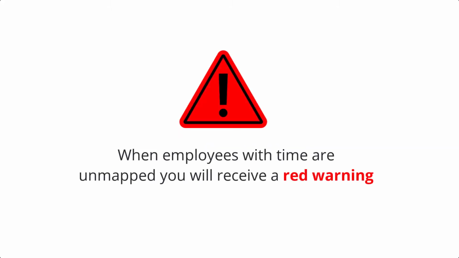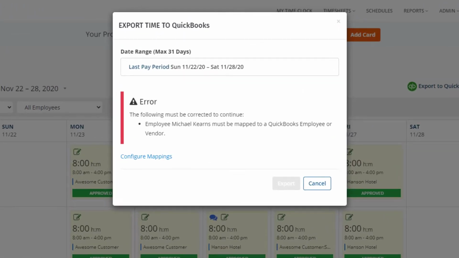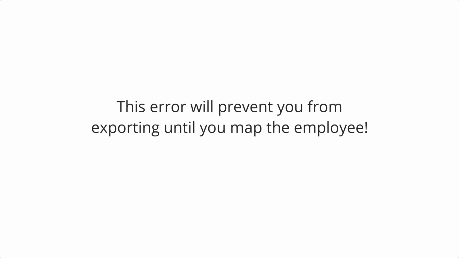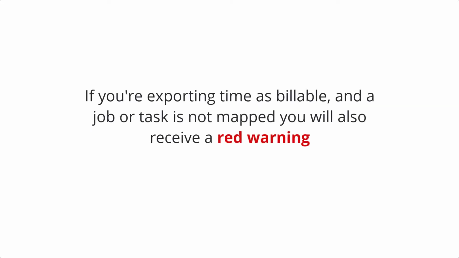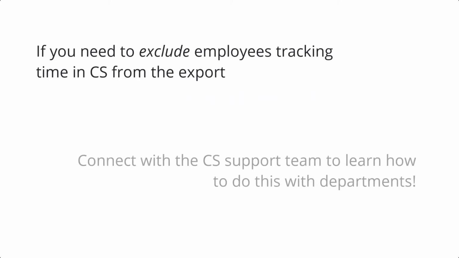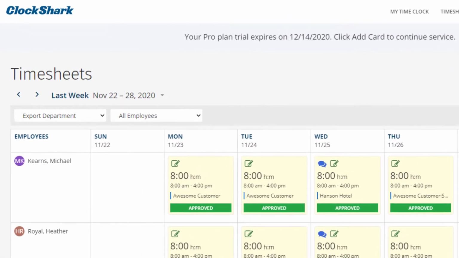When ClockShark employees with time tracked are not mapped, you'll receive a red error message listing the employees' names that will prevent you from exporting until the ClockShark employee is mapped to QuickBooks. If your exporting time is billable and a job or task is not mapped, you will also receive a red error message. If you need to exclude employees tracking time in ClockShark from the export, connect with the ClockShark support team to learn how to easily do this with departments on ClockShark Pro.